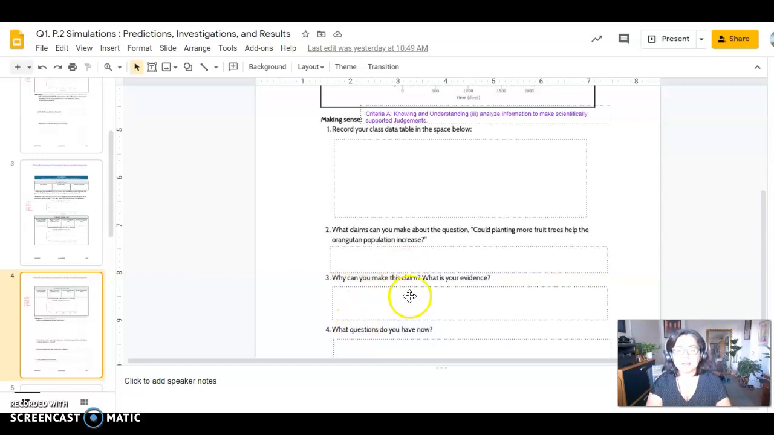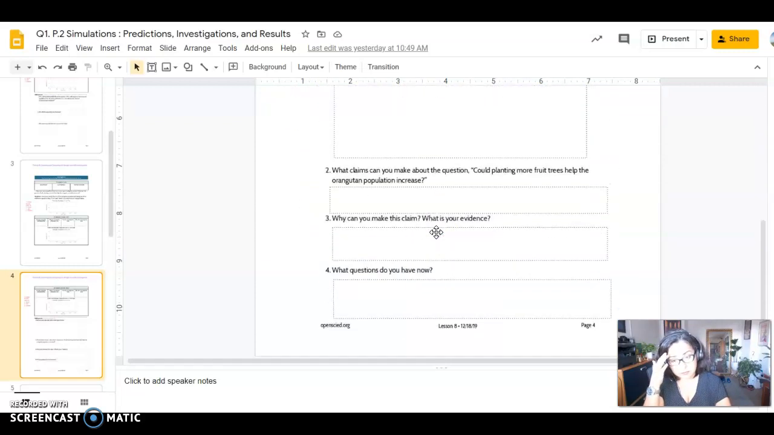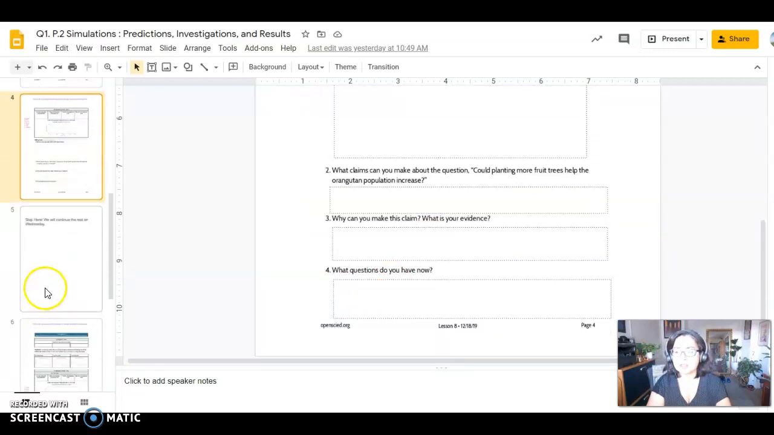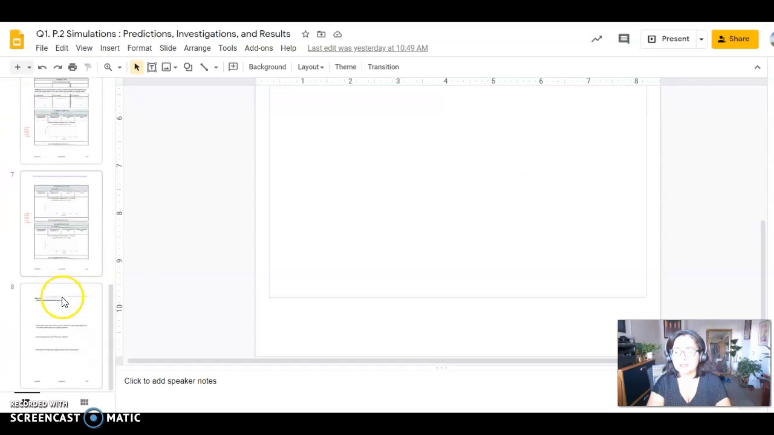Why can you make this claim? What is your evidence? In here, it's asking you for the evidence. So it's essentially claim, evidence, reasoning you're providing. Your evidence should come from the data that you collected up here. So what makes you say that for your claim? And then it's asking, do you have any additional questions? Once you get to that, then you're going to move on to slides 6, 7, and 8.